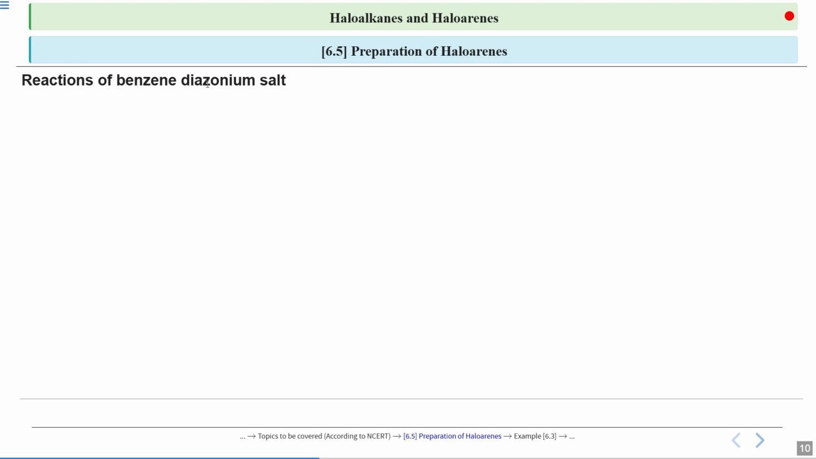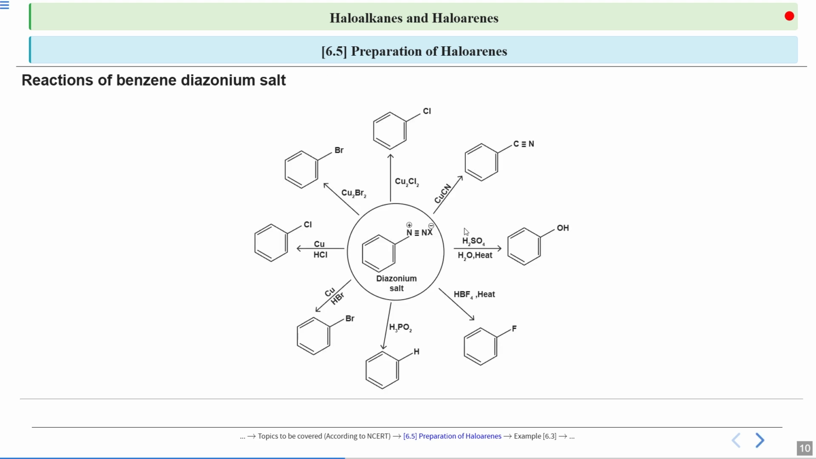Let's see the reactions of benzene diazonium salt. Benzene diazonium salt shows different types of reactions. This is our benzene diazonium salt: benzene is attached with N2, that is N positive triple bond, and X negative. We have just seen the preparation of chlorobenzene and bromobenzene from the benzene diazonium salt by reaction with copper salts like copper bromide and copper chloride. From copper bromide you will get bromobenzene, and from copper chloride reaction with diazonium salt you will get chlorobenzene.